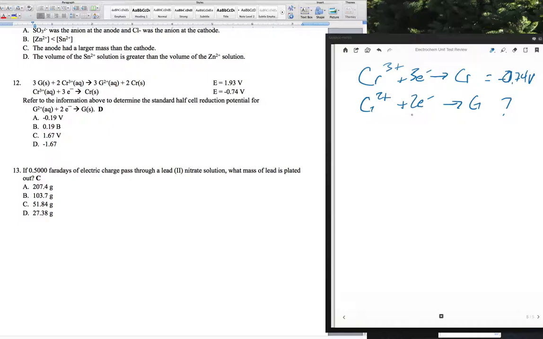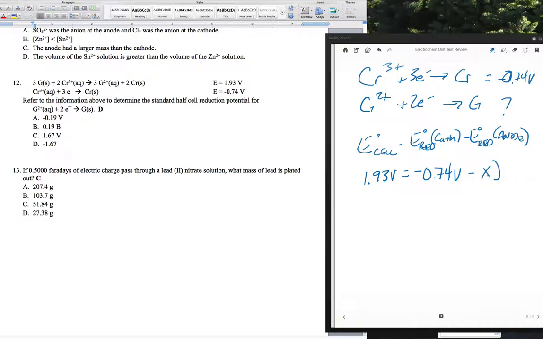Now, I would say this: the E naught of the cell is equal to E naught of the reduction at the cathode minus E naught of the reduction at the anode. And we know that this one is written in its reduction form, because they gave it to us. They said this is the reduction and this is what it is. And in the balanced total reaction, it was in the reduction form. So that means that 1.93 volts is equal to negative 0.74 volts minus, I'll just use X.